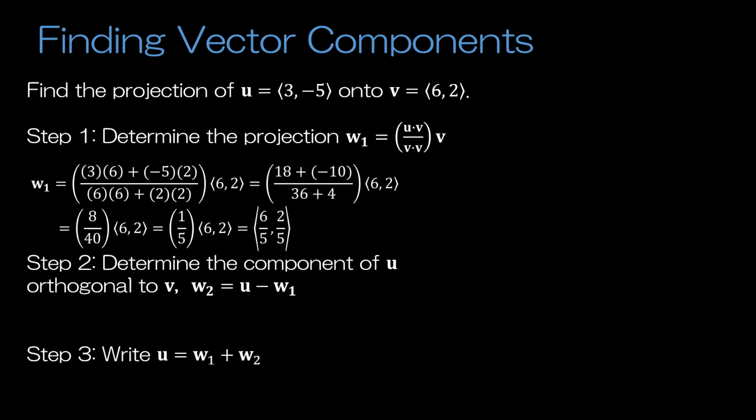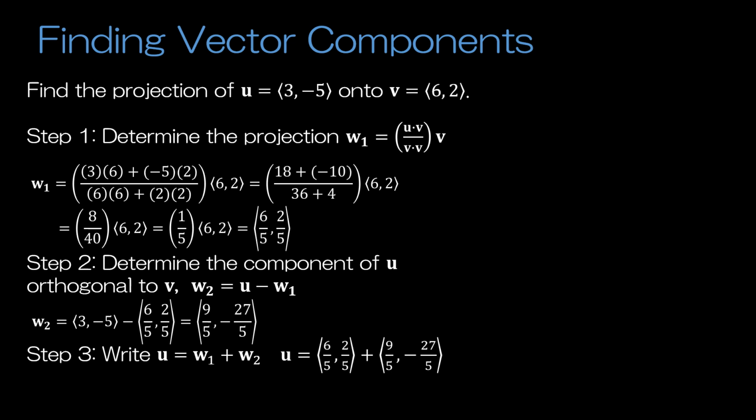Again, my first step is to find the projection W1, so the projection of u onto v, which in this case is very, very small. So v is actually much larger than the projection of u onto v, which is 6/5, 2/5. Then I simply subtract that from 3, -5 to find 9/5 and -27/5. And then I'm going to write my solution as two orthogonal vectors, so W1 plus W2.